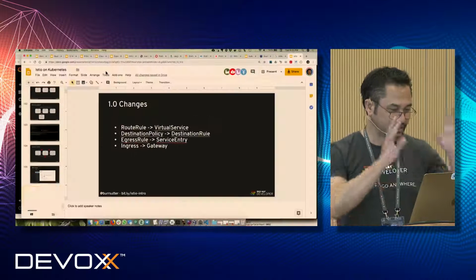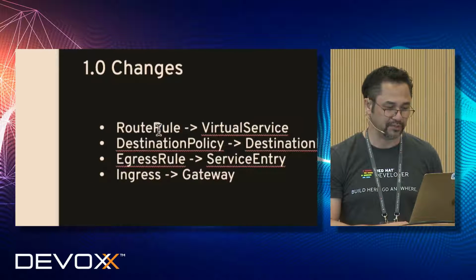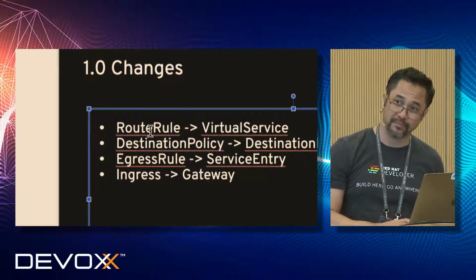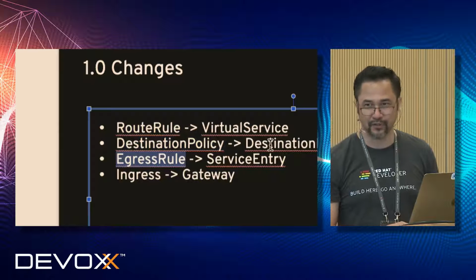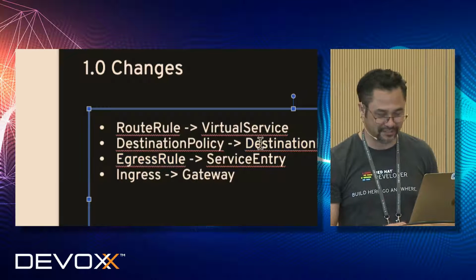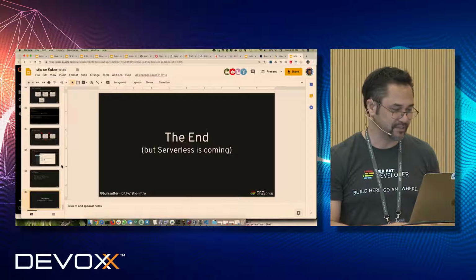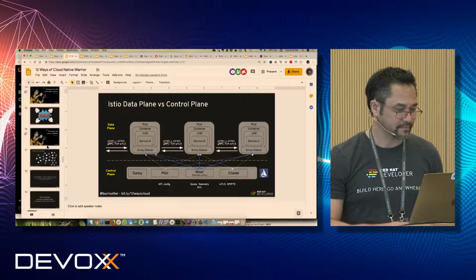And that's kind of just a high level, all right? And also, they made a bunch of changes with 1.0. So it was called a route rule. If you see old content, like my old version of the book, you'll see route rule, destination policy, egress rule. And in the new version of the book, the second edition, you'll see virtual service, destination rule, service entry, gateway, things like that. So they changed terms. I want to make sure you have that, but let's keep going here.